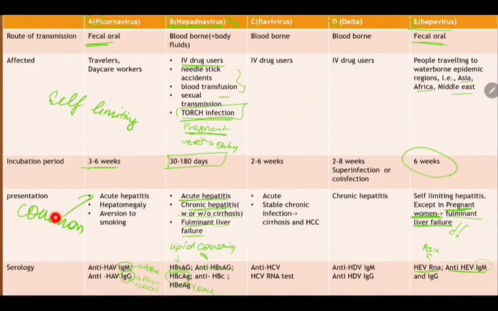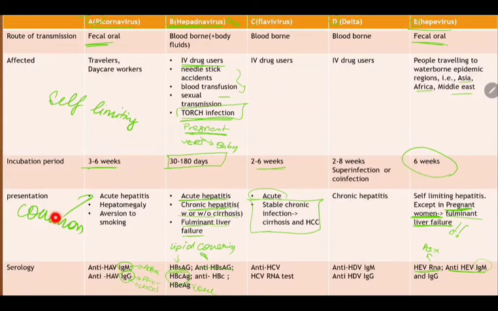That's both for HCV and HDV. Now, HCV incubation period 2 to 6 weeks. It can either be acute or it could be chronic. And chronic is very important. It's a stable chronic infection which can go on to cirrhosis and hepatocellular carcinoma. So we need to be careful about that. We will see anti-HCV antibodies, and HCV RNA test is the gold standard.